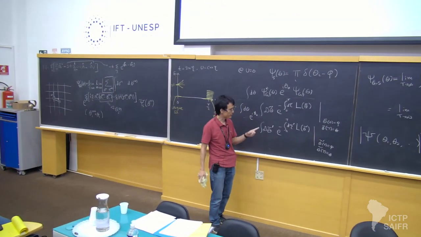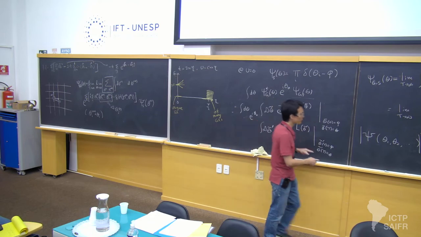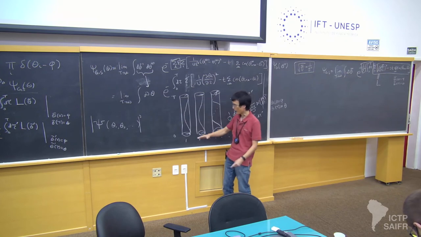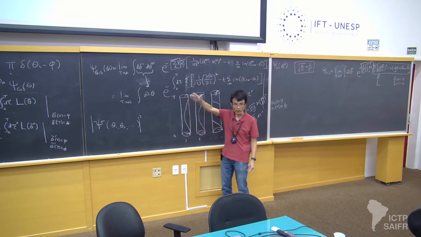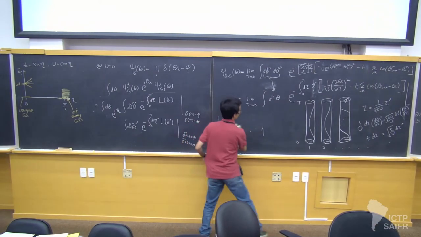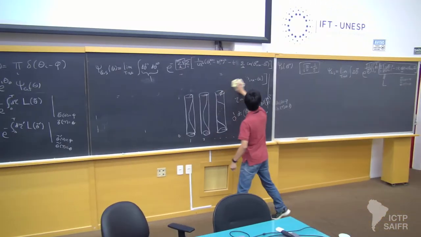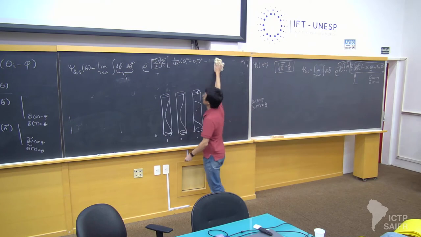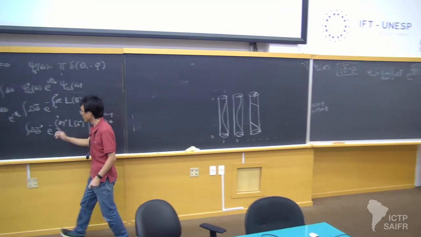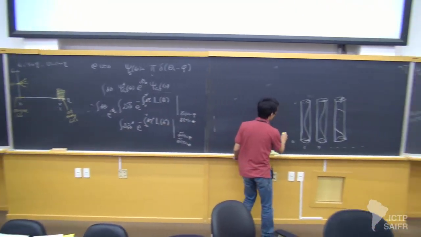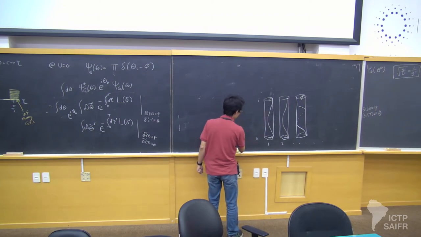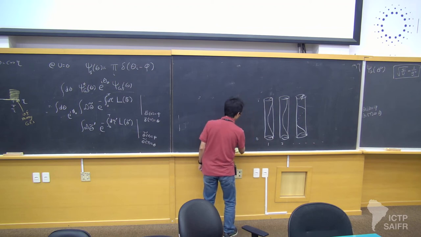So before we do that, let's just make some pictures. One of the ground states is this thing. I have this cylinder, and then I do the path integration from 0 to t. That's one of the ground states. For the second ground state, I have another set of, let me just draw the side one.